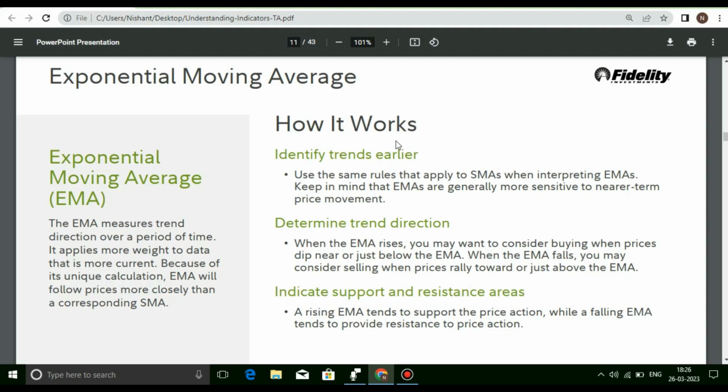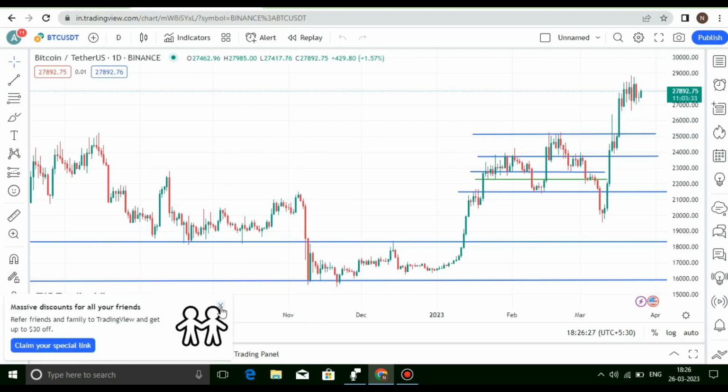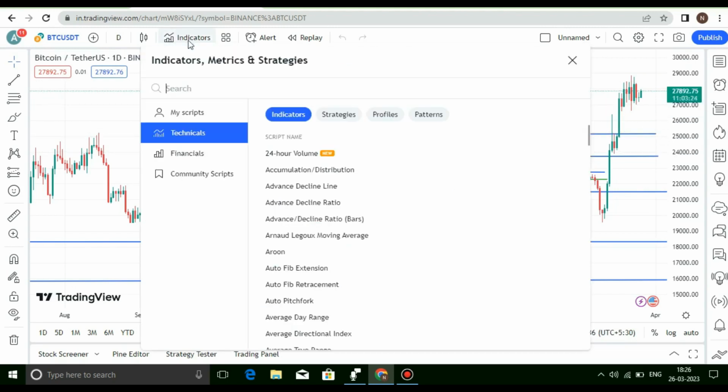So which one is better? My preference is the exponential moving average, and I will suggest you always use the exponential moving average. So let's go. This is a chart of Bitcoin. I'll be ignoring all the ads, and we have to apply the exponential moving average. So how can you do that? As you can see on the top of this panel, an indicator tab has been given. Click on that and search exponential moving average. But in TradingView, I'll suggest you use the double exponential moving average, because in this one I'll be clarifying that. Search DEMA.